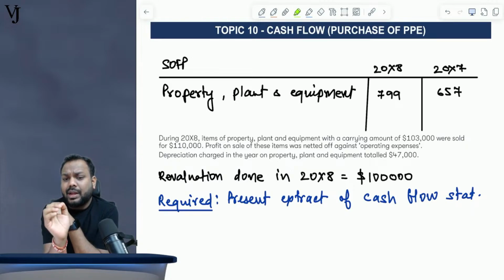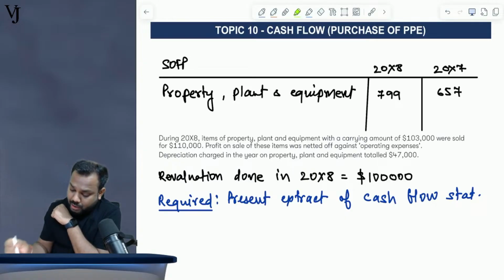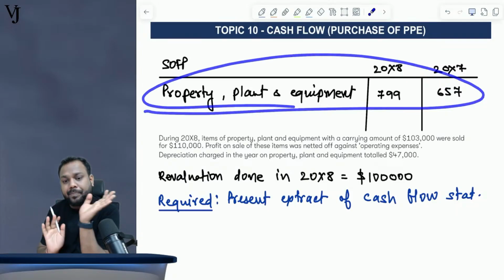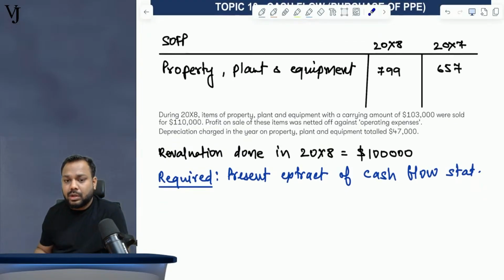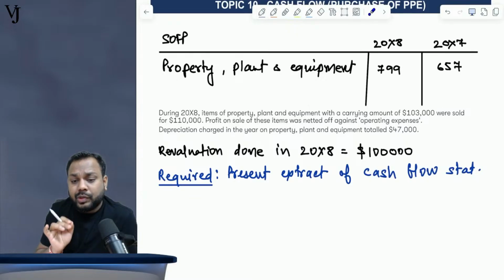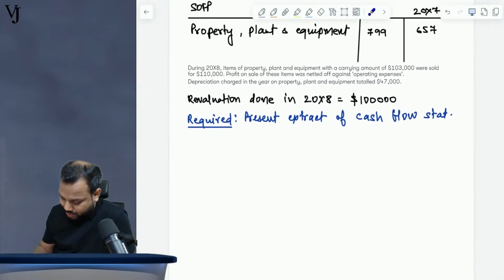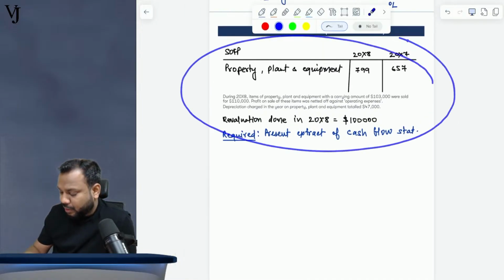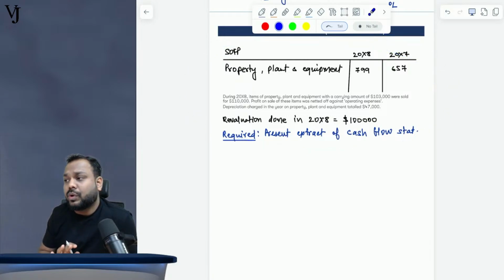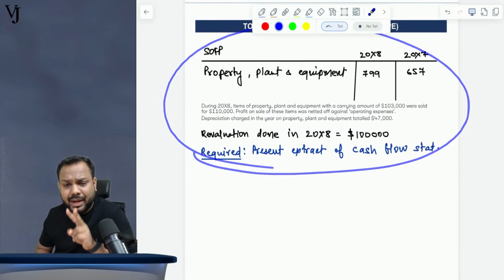And the major point where they struggle is property, plant and equipment. So I want to discuss that topic here. Now guys, tell me how you have to deal with it. The process is quite simple. Understand? Now from this PPE information given, you have to do only one thing. See, from the PPE account in the cash flow, we can get only two things.